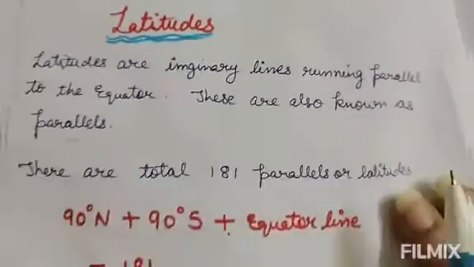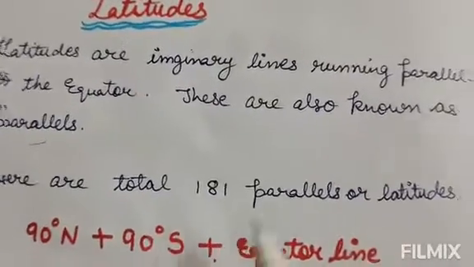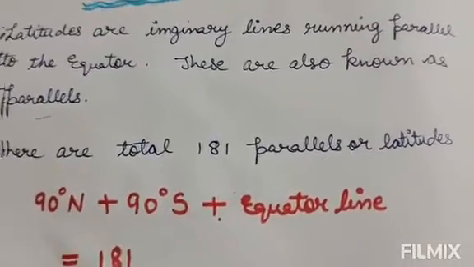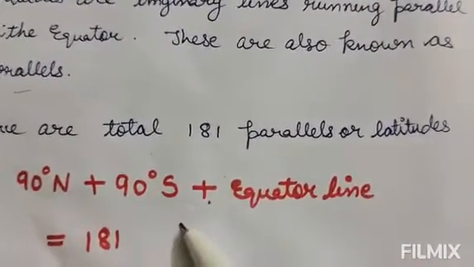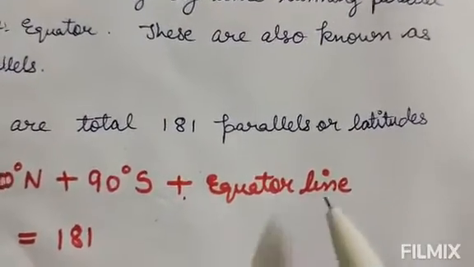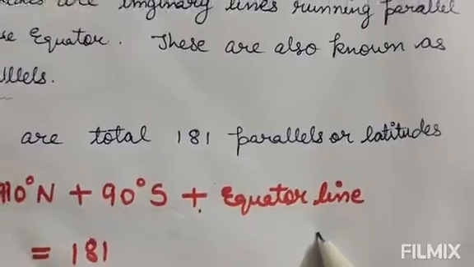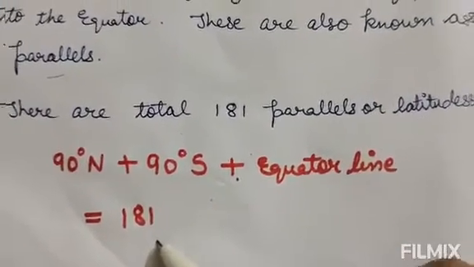Now let's see the total number of latitudes. There are total 181 parallels or latitudes. How? 90 in the northern hemisphere, 90 in the southern hemisphere, and one equator line. We will count equator as latitude. So 181 latitudes in total.